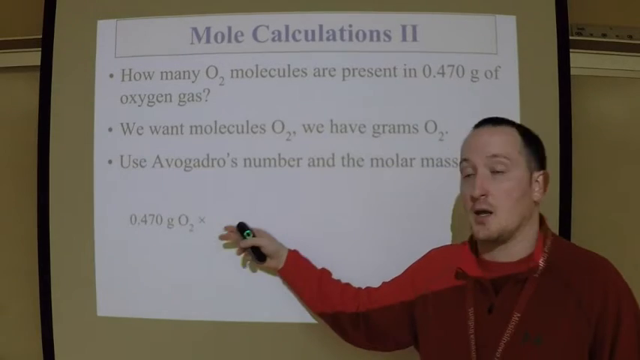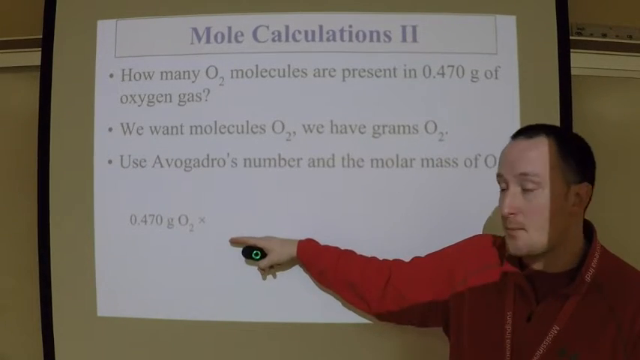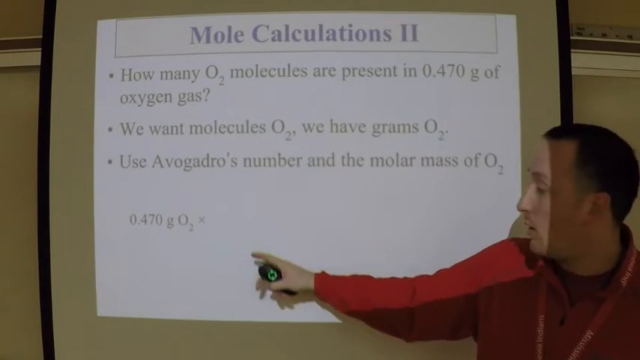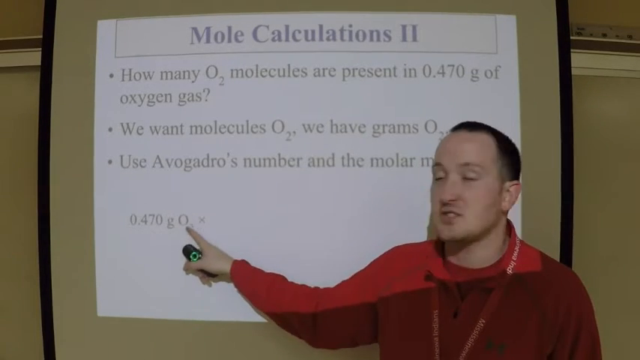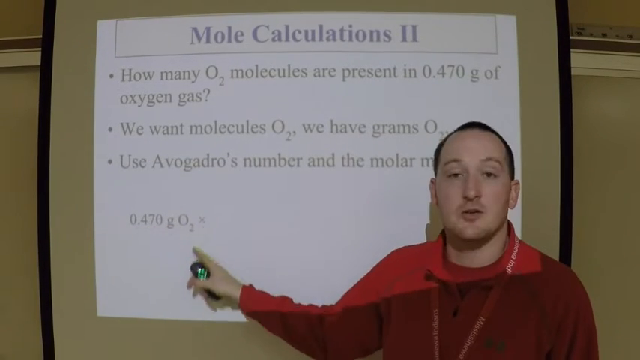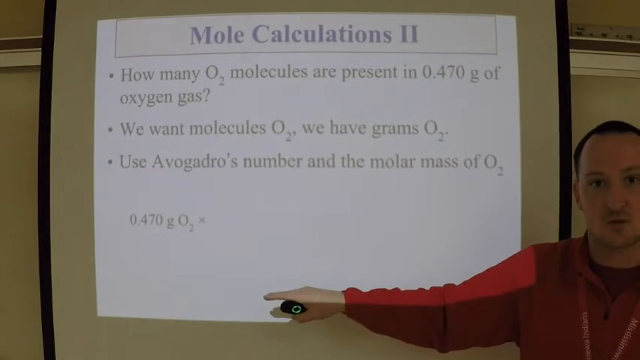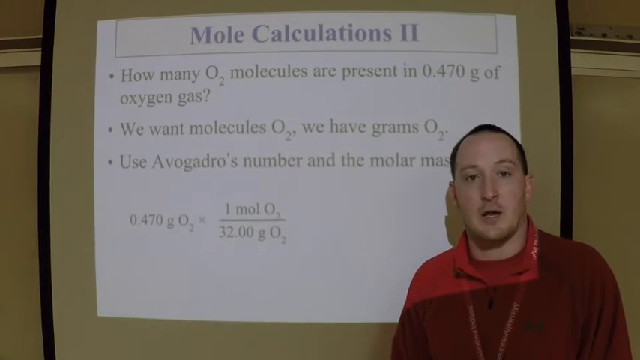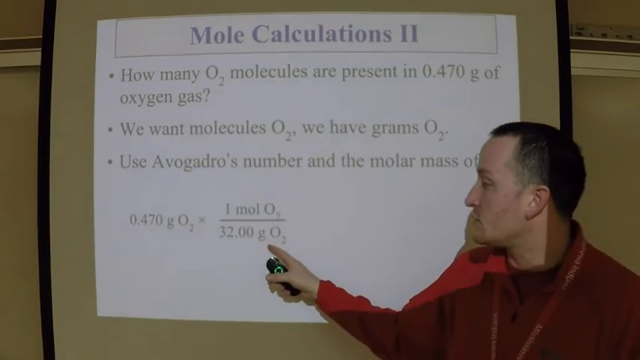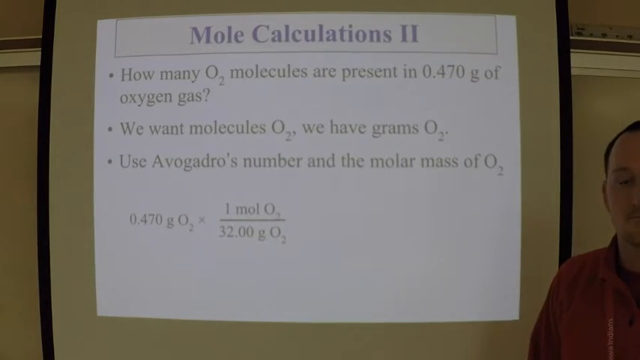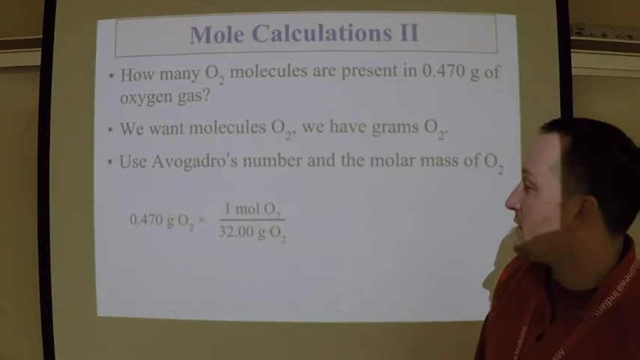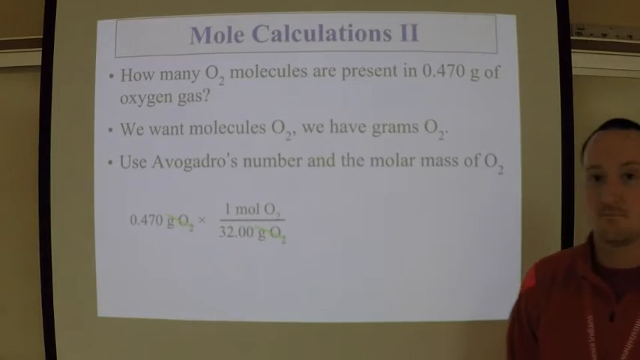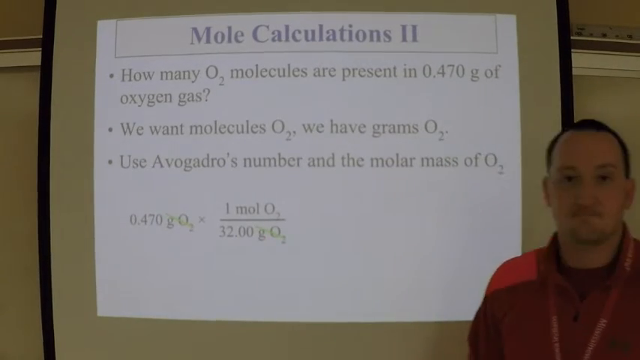So I'm going to have to decide, do I put that 32 grams on the top, or do I put it on the bottom? Well, how I decide that is by looking at the unit of my given information. It's in grams, which means I need to put my grams on the bottom. So I'm going to put 32 grams of O2 on the bottom, and I put 1 mole of O2 on the top. So what would happen here is these units cancel out because one's on top, one's on the bottom.